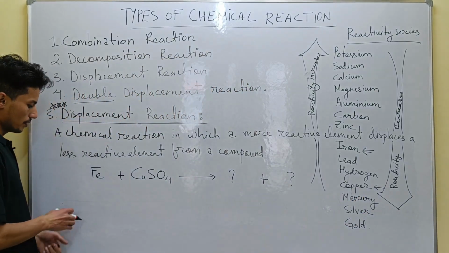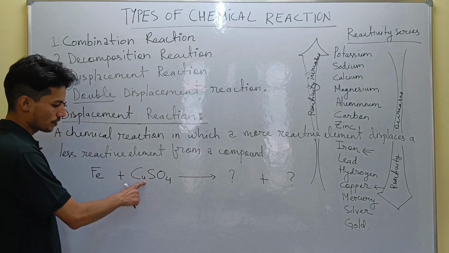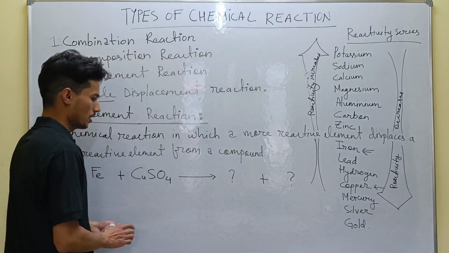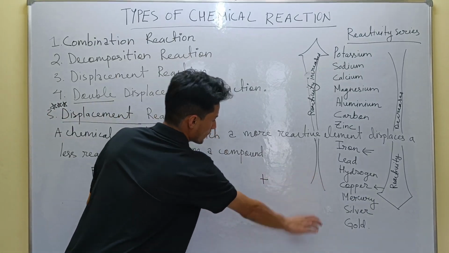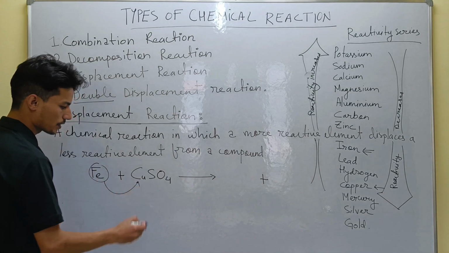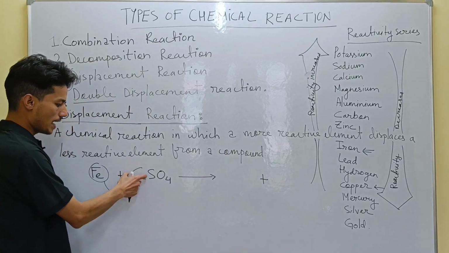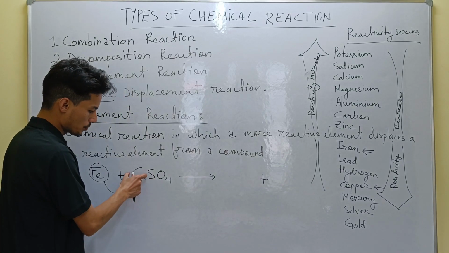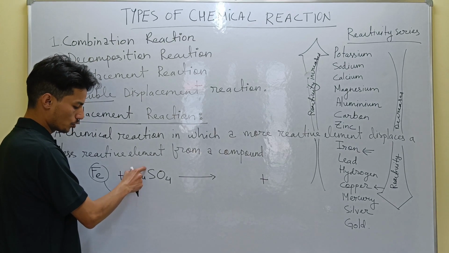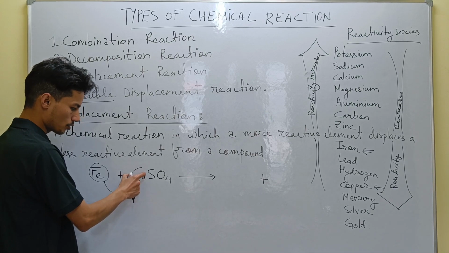So what will happen here? Iron will displace copper. Reason? Because iron is more reactive than copper. So now we know what will happen. Iron will displace copper, means copper will be removed. Copper has to let go. Copper will be removed from here. So copper will no longer be allowed to occupy this position. Instead, iron will come and occupy this position.